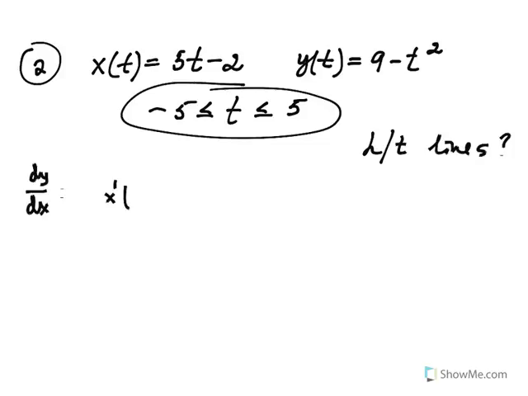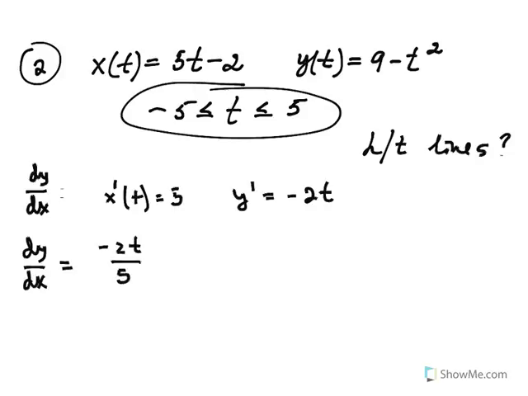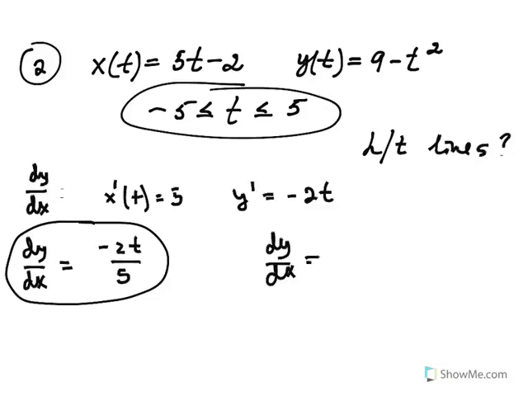Now x prime equals 5, y prime equals negative 2t. Therefore, dy dx equals negative 2t over 5. So that's my derivative. That was my step number 1. Now step number 2, it says horizontal tangent lines. So in order for the tangent line to be horizontal, dy dx must be equal to 0, right?